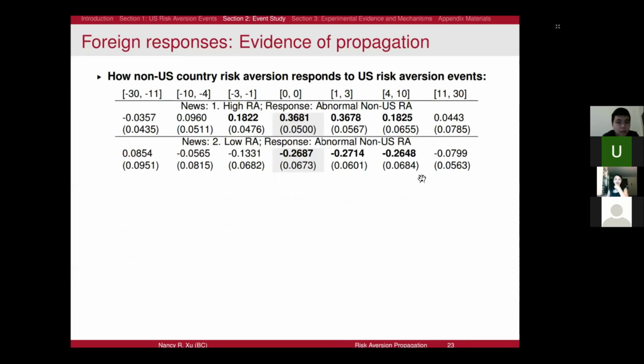Okay. Now, what's interesting is the foreign responses. So this table shows you, if you look at just the 00, that means the event days, average non-US risk aversion changes corresponding to the US risk aversion event days. We found this number being a little bit higher during the US high risk aversion event days, and lower in terms of magnitude for the US low risk aversion event days. And again, as I mentioned early on, is it large or small? We don't know, so we need to test it.